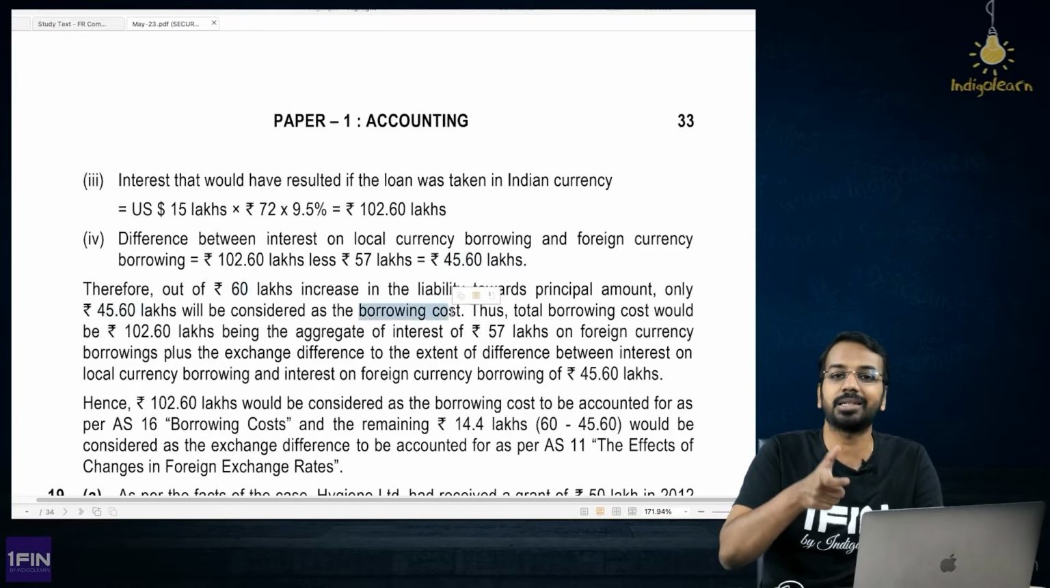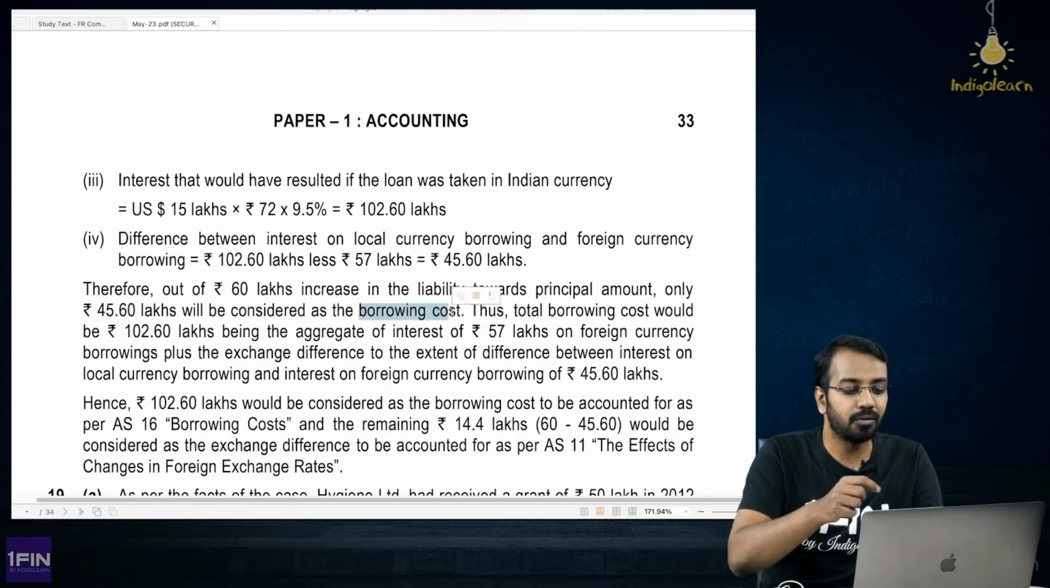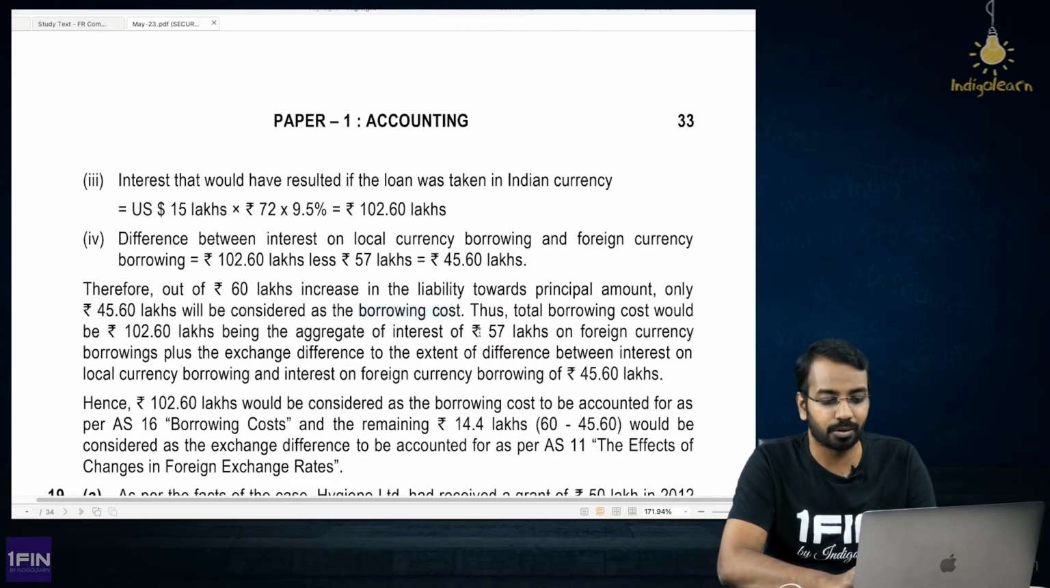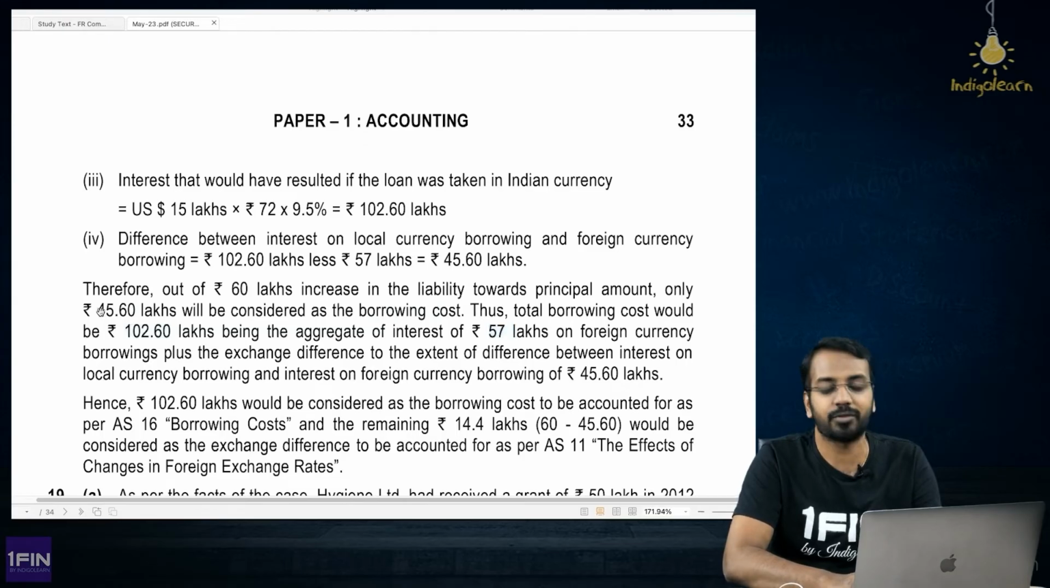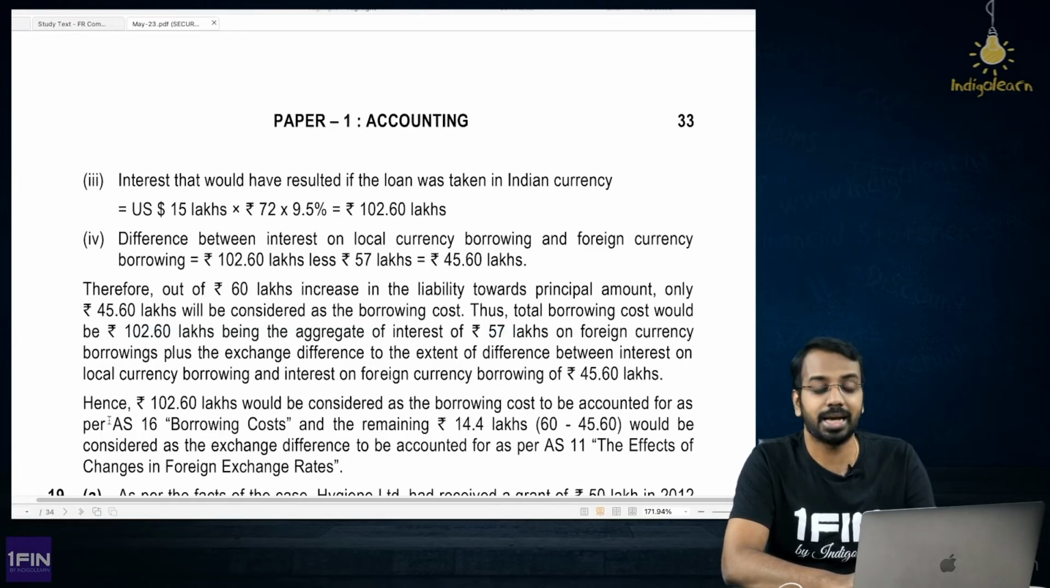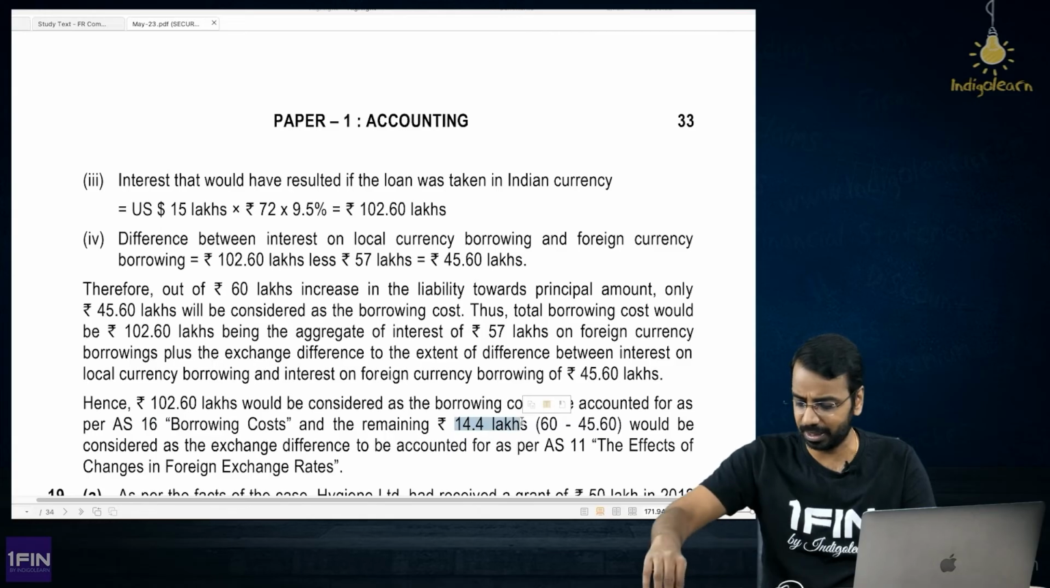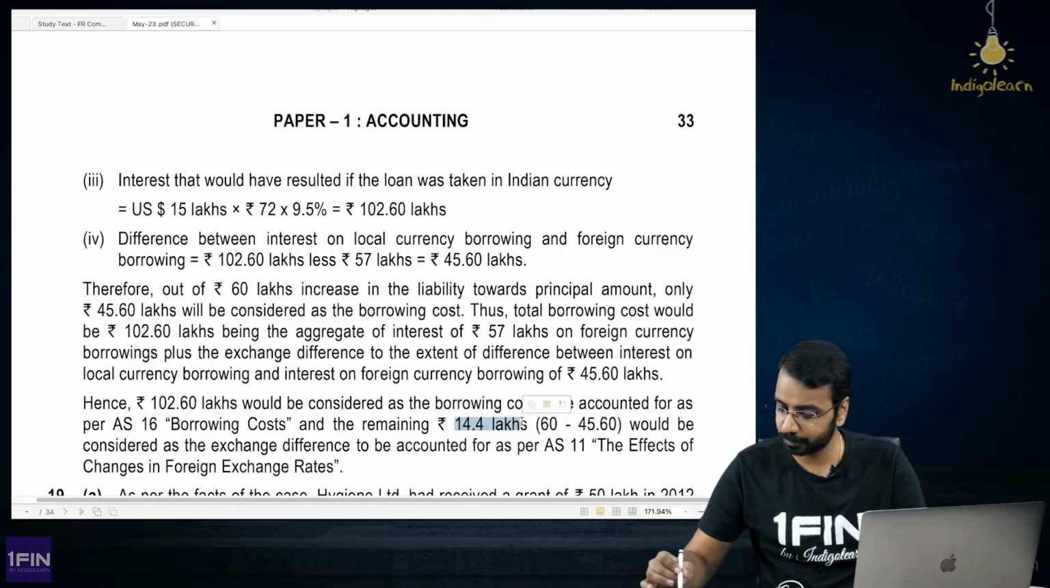So 60 lakhs of exchange loss, out of that 45.6 will be considered as borrowing cost, and the borrowing cost would be how much? 102.6 lakhs, which is 57 lakhs that you will pay in USD terms and that 45.6 lakhs that you have saved. And hence 102.6 lakhs will be accounted for as borrowing cost and balance 14.4 lakhs would be considered as exchange difference. Very simple again.